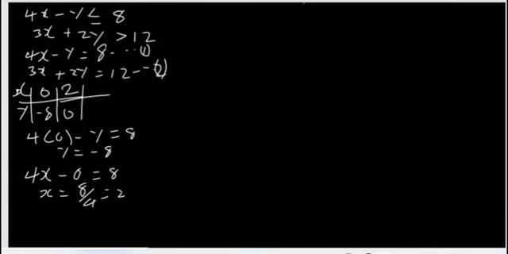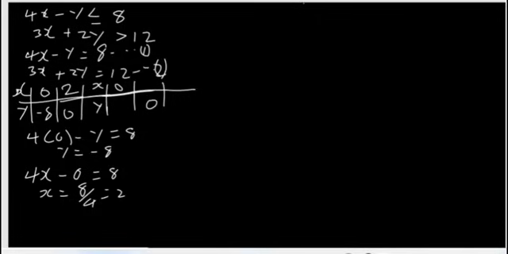For the second equation, here is my x, here is my y. I make x 0 here, and I make y 0 here. I just want to have a straight line. That's what I'm doing here. From that straight line, I can now do the inequality.